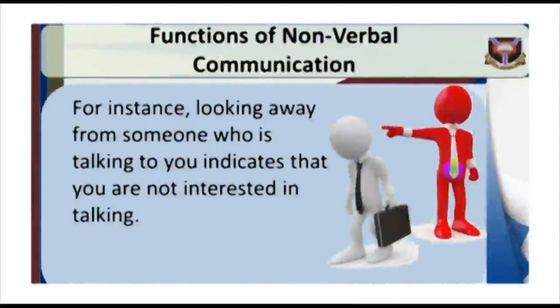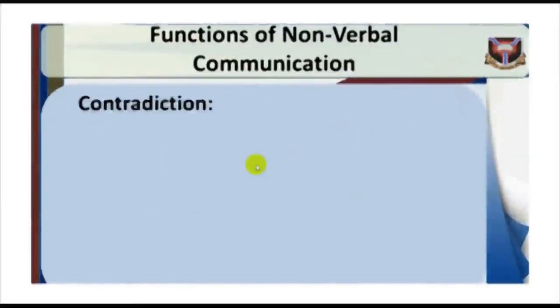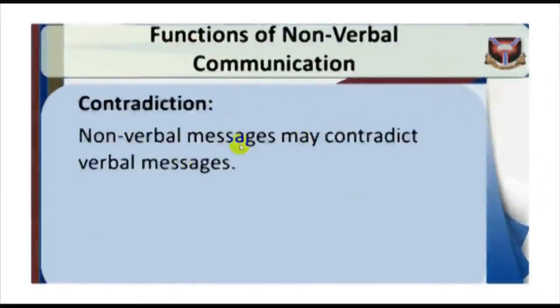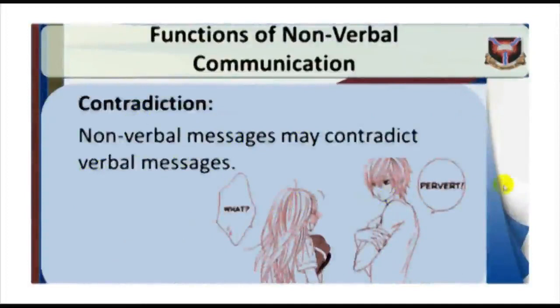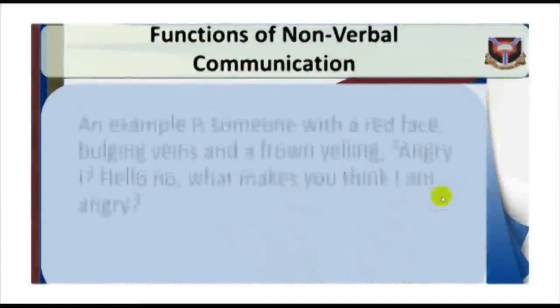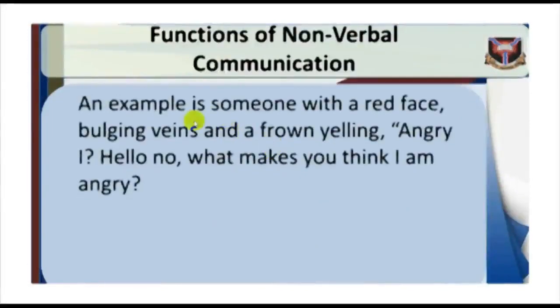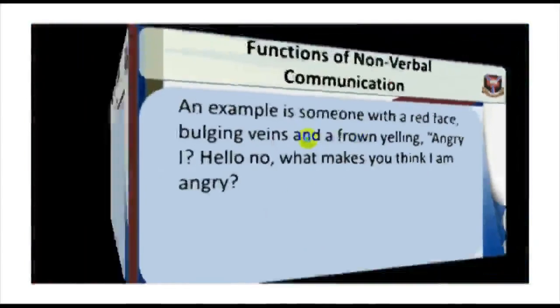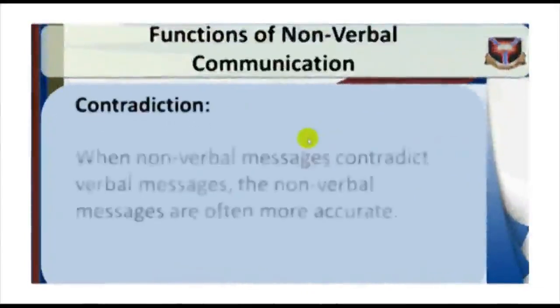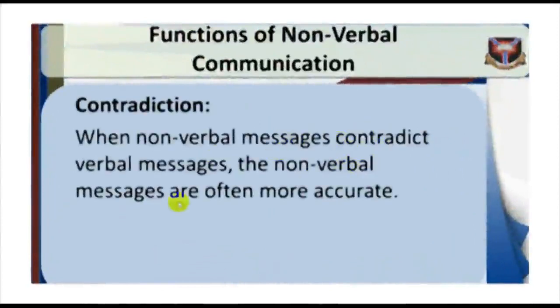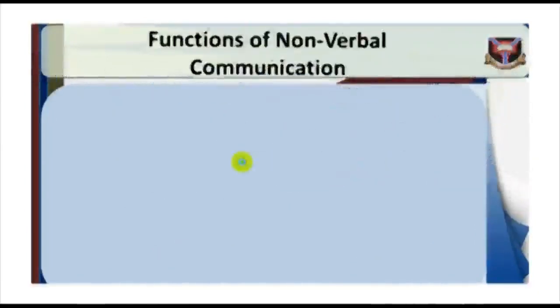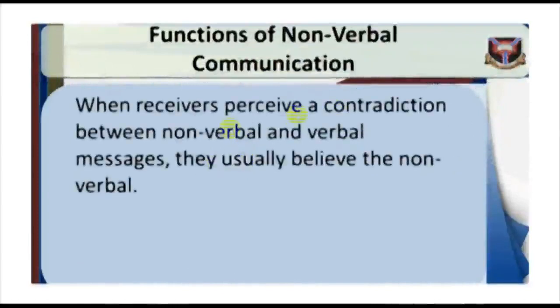Contradiction. Non-verbal messages may contradict verbal messages. An example is someone with a red face, bulging veins, and a frown yelling, "Angry? Hell no. What makes you think I'm angry?" When non-verbal messages contradict verbal messages, the non-verbal messages are often more accurate. When receivers perceive a contradiction between non-verbal and verbal messages, they usually believe the non-verbal messages.